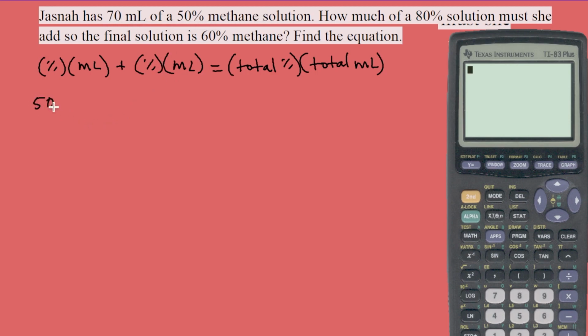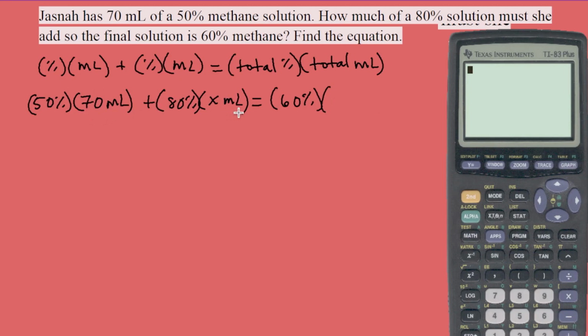So that is 50% times 70 milliliters. The part that we're adding is 80% of how much. So 80% is how much. We don't know. We can call that X milliliters. And the total percent is 60%. And the total milliliters will be 70 plus X milliliters. And that's it. That is the equation.